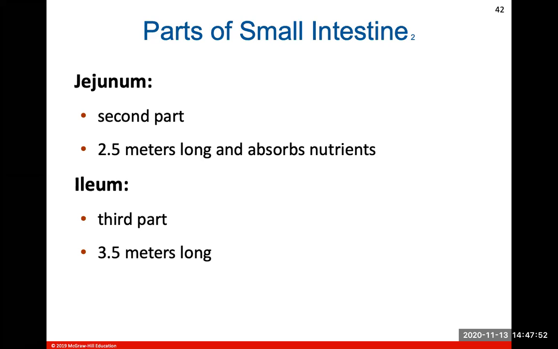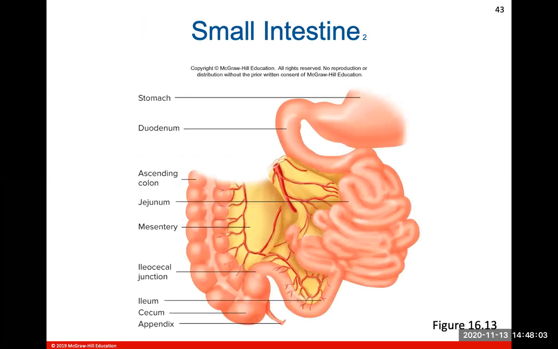The jejunum is the second part. It's about 2.5 meters long and absorbs nutrients. And then the ileum is the final third part of the small intestine. It's about 3.5 meters long. So here's just a look at the small intestine and how the mesentery holds the small intestine in place, where it should be in the center of the large intestine, which is your colon.